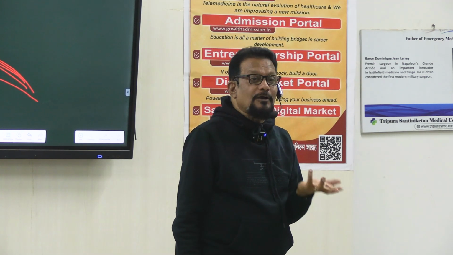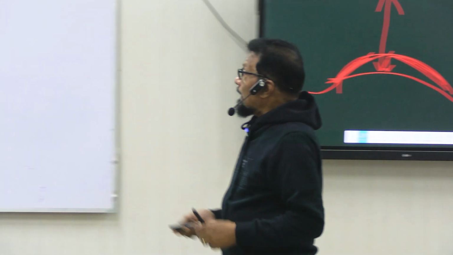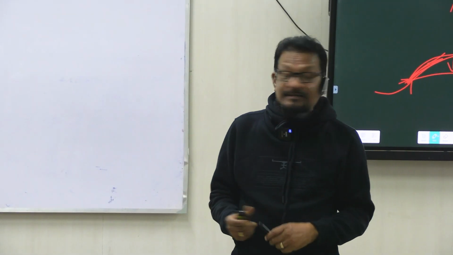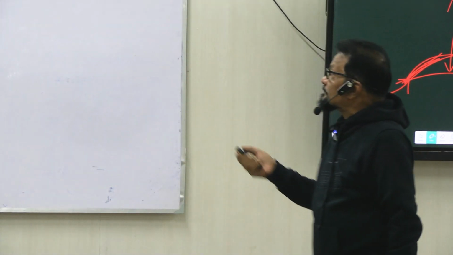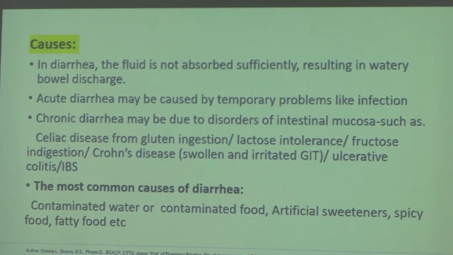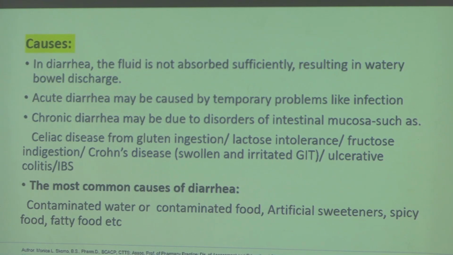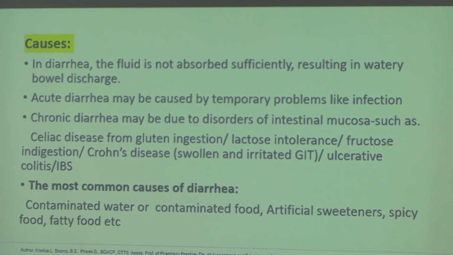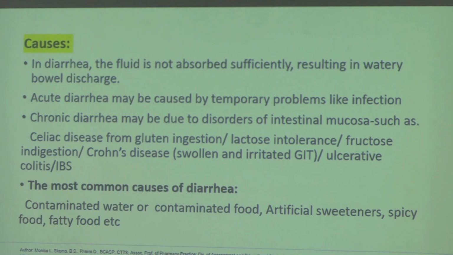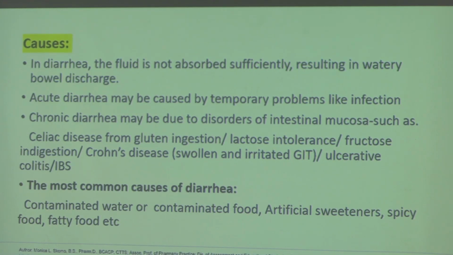Dehydration. There will be dehydration. So this is the one maybe important complication: dehydration. In diarrhea, the fluid is not absorbed sufficiently, resulting in watery bowel discharge. Acute diarrhea may be caused by temporary problems like infection of the GI tract, gastritis or esophageal inflammation of the intestine, and chronic diarrhea may be due to disorders of the intestinal mucosa.